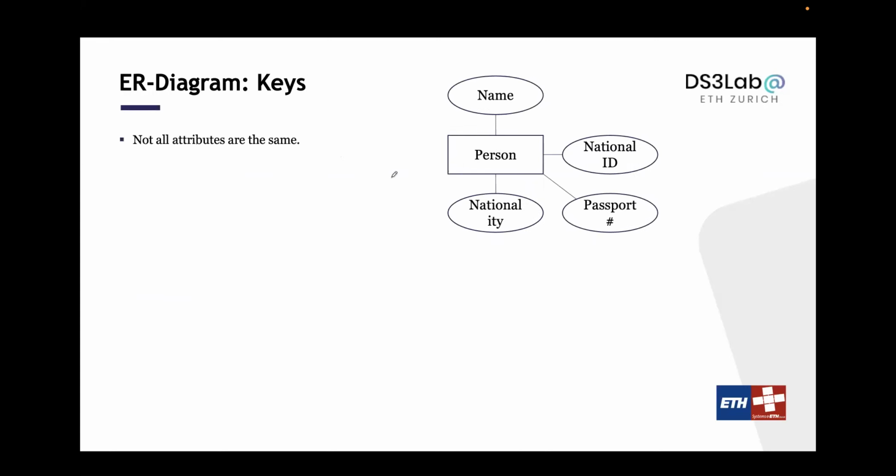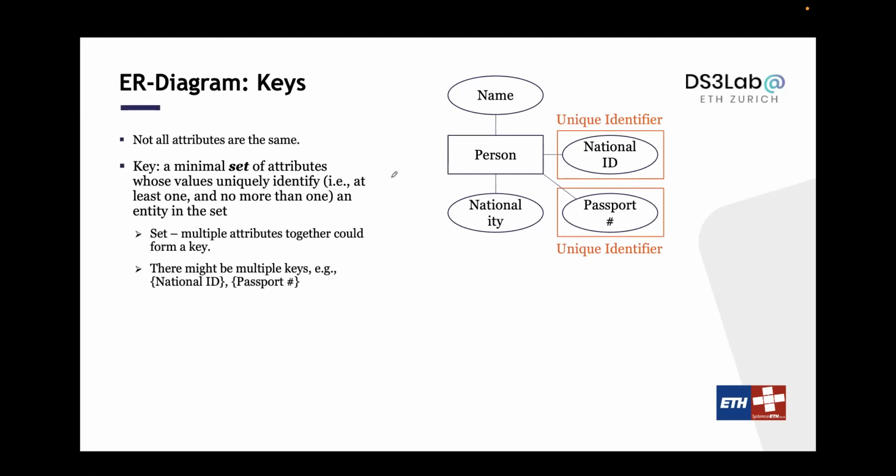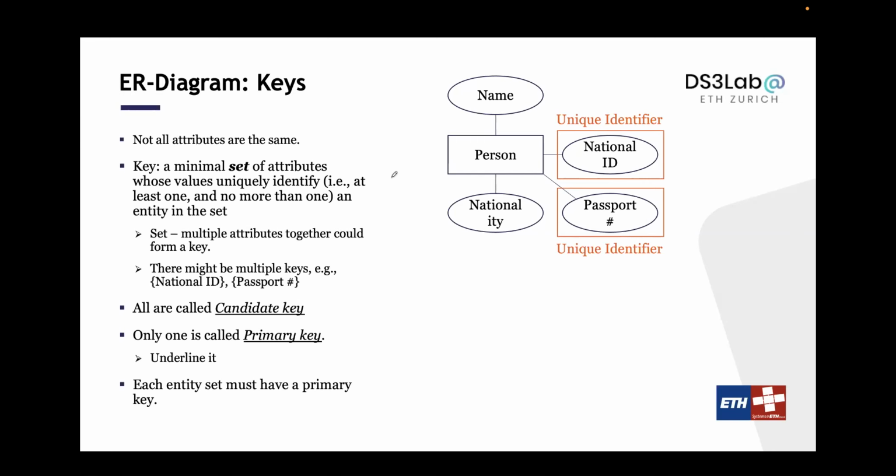And there are other concepts. There's a concept of key, which is similar to what you have in the relational model. A key is a minimal set of attributes whose values uniquely identify an entity in the set. You could have this national ID as a key for the person. You could have this passport number as the identifier for the person. In some applications, both are okay, so you can pick one as your primary key, and then you just underline it. And in an entity relationship diagram, each entity set must have a primary key.